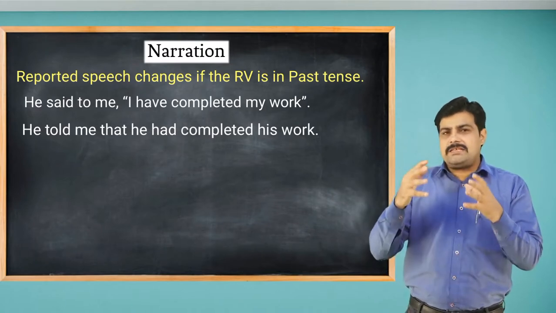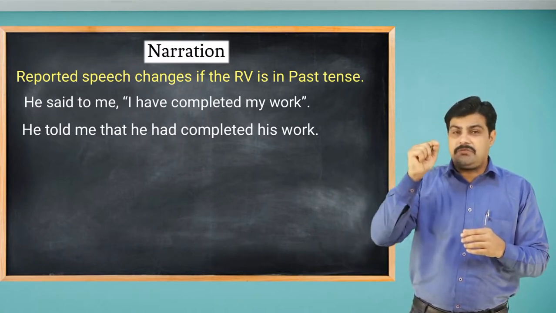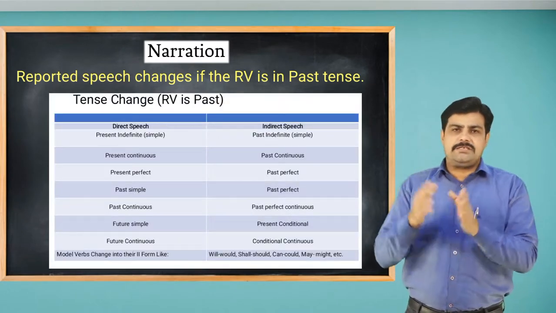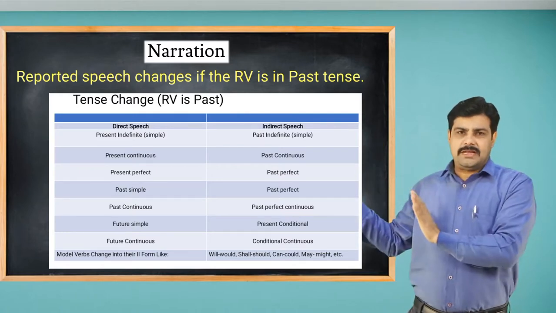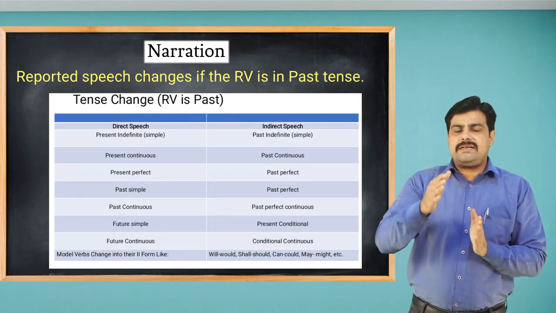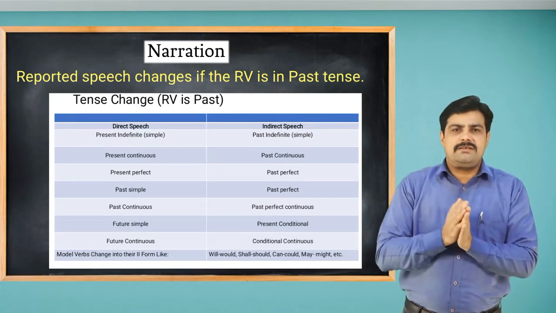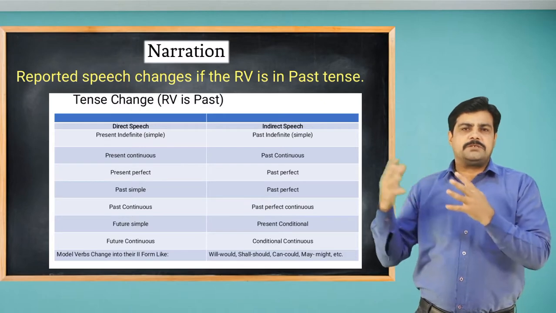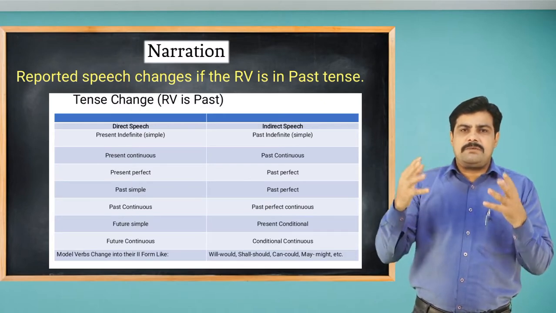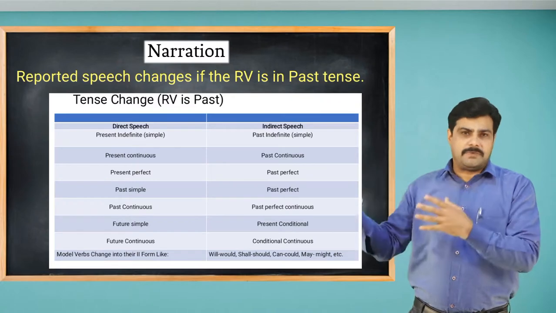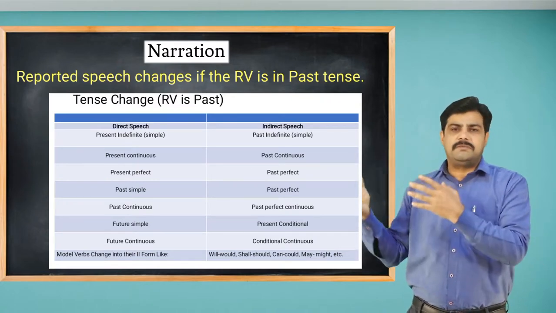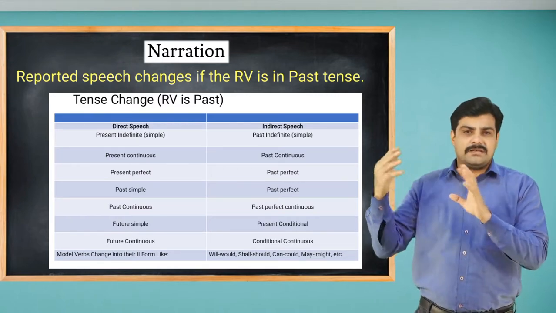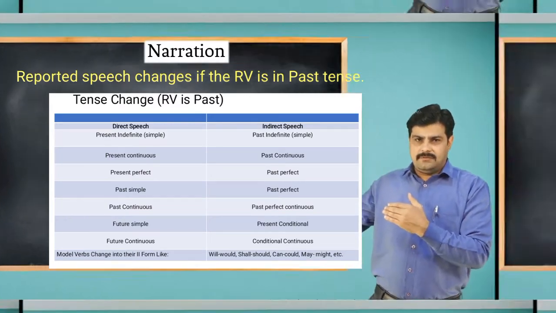Now see the table of tense change. It is very important. You see that in direct speech and indirect speech, the tense changes according to this table. For example, present indefinite into past indefinite, present continuous into past continuous, present perfect into past perfect. Past simple will be changed into past perfect, means past indefinite into past perfect. Past continuous will change into past perfect continuous. So this is a table.